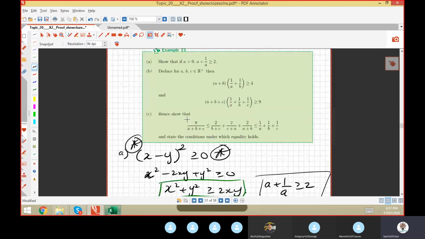And then hence, show that. So what we've done: we've done this is bigger than this, 4. This is also bigger than 9. Hence show that 9 on this is less than this is less than this. All right.